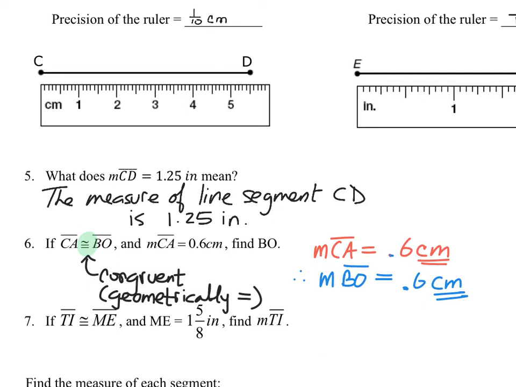I think I got a little lazy when I was typing this up. This should actually say the measure of segment BO. And this one down here is ME. That should say the measure of segment ME.